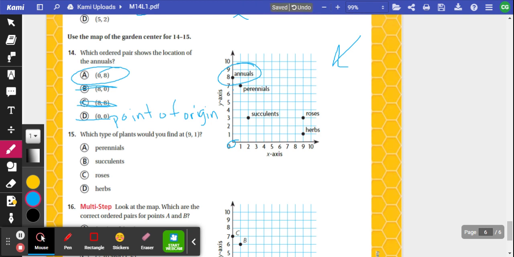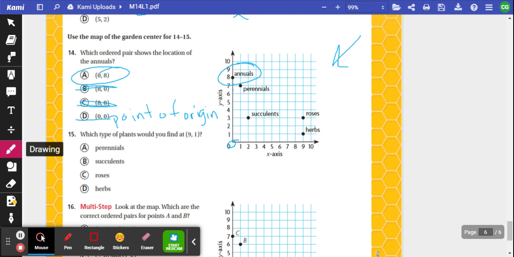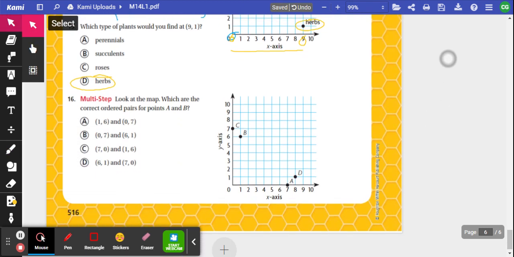Number 15, which type of plants would you find at 9, 1? So I'm going to switch over to different colors. I'm going to start at the point of origin, and I'm going to move over 9. So here's 9, and I'm going to go up 1, and I'm going to find the herbs. That's the answer. It's getting a little bit easier.